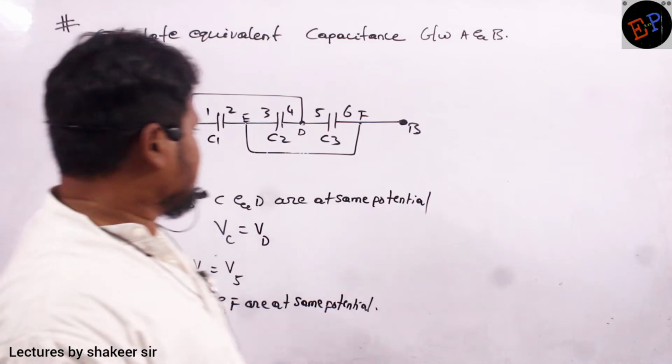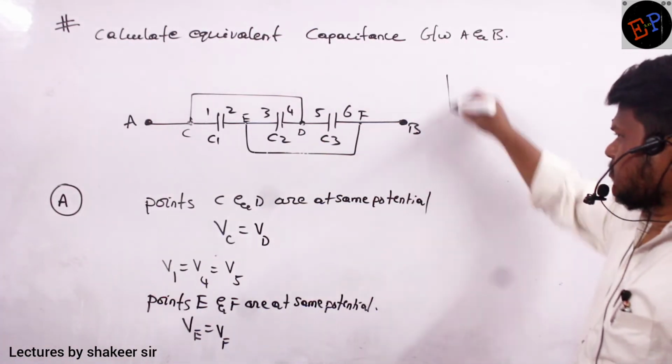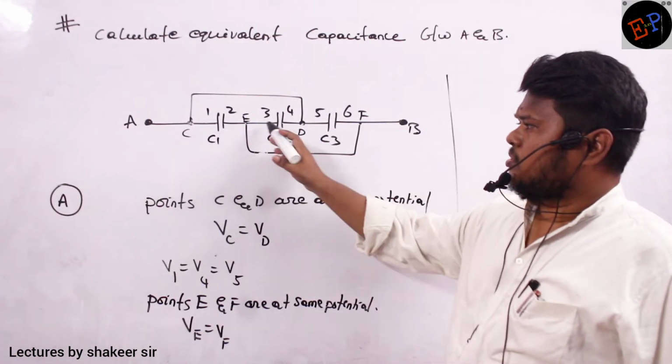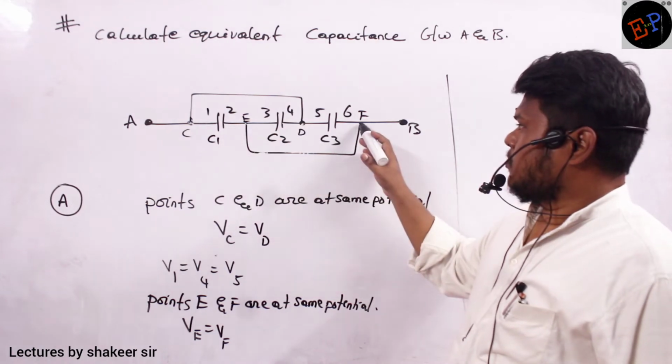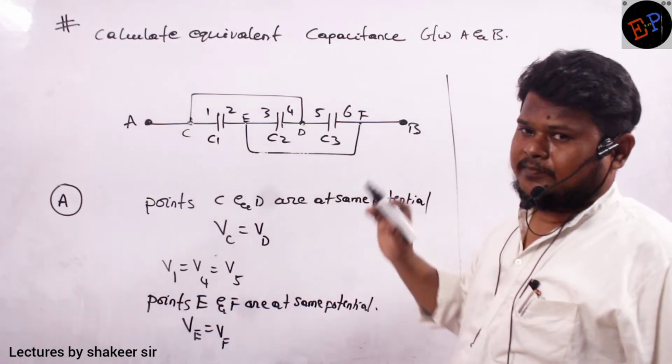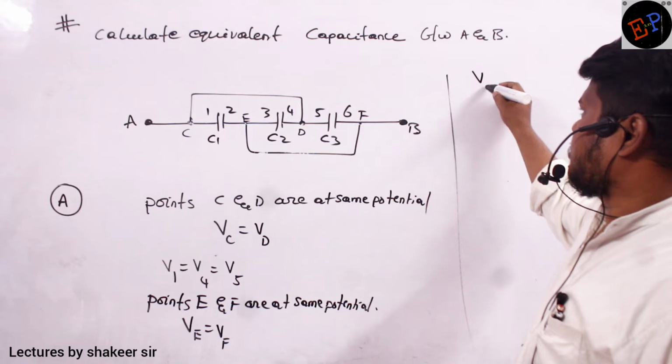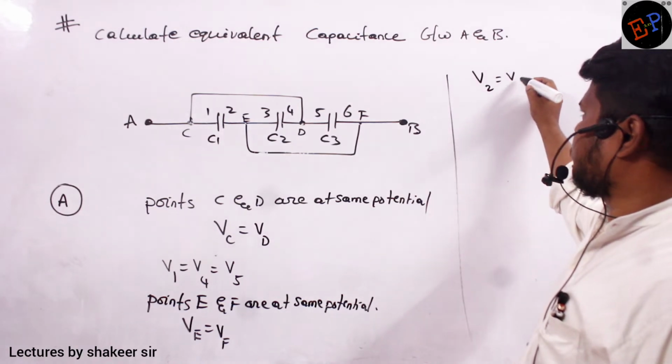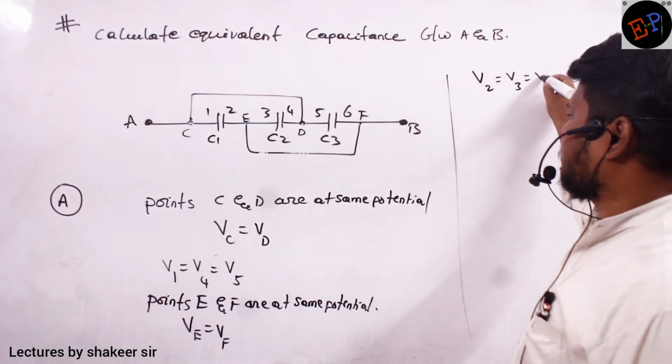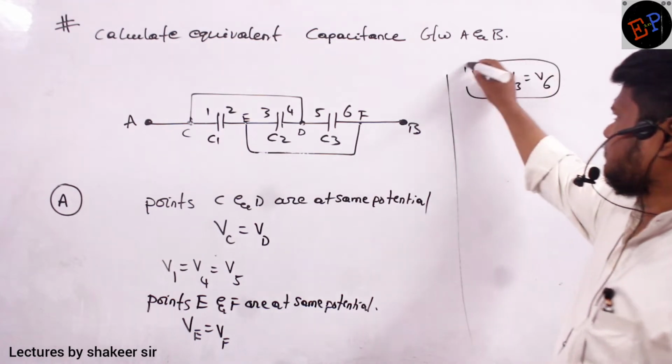Now, what are the plates which are connected to E and F? 2, 3 connected to E. 6 connected to F. F and E both are same. So, therefore, I can say potential of second plate is equal to potential of third plate is equal to potential of sixth plate. Can I say like this?